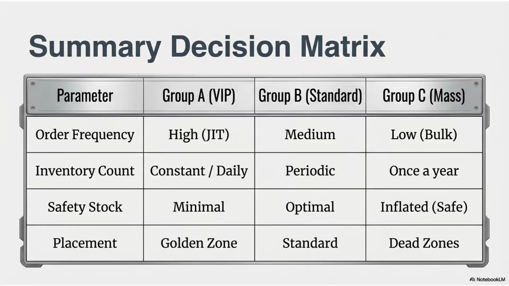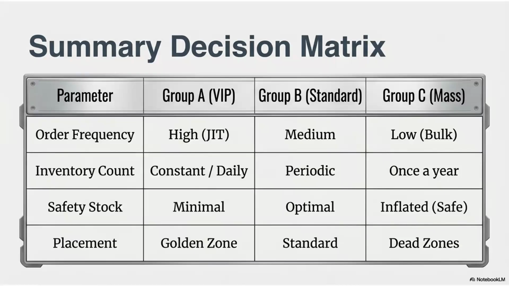Comparing order parameters, we observe a logical gradation. For Group A, it's a constant flow of supplies in small batches, whereas for Group C, it's rare but massive wholesale purchases. The approach to inventory control transforms accordingly. While VIP items require continuous inventory checks, where virtually every transaction becomes a moment of reconciliation, mass Class C items undergo a full check only once a year.